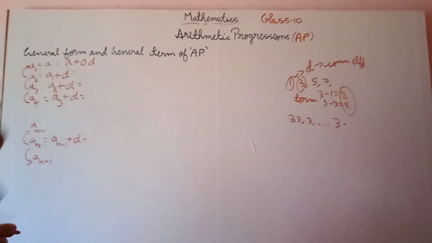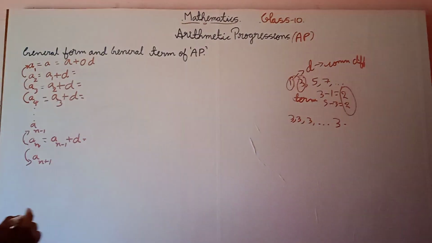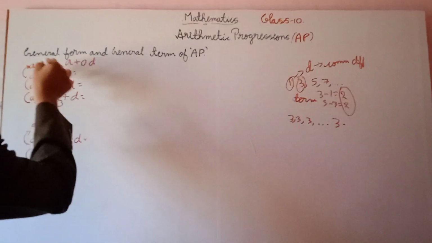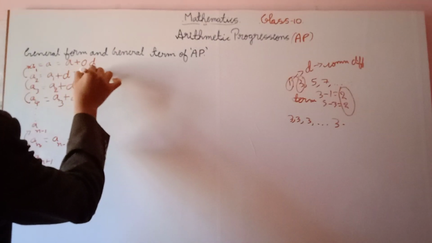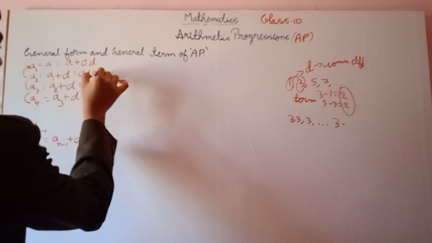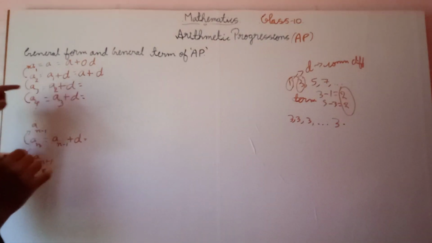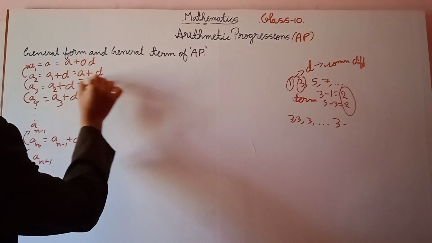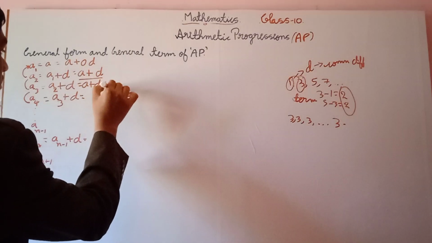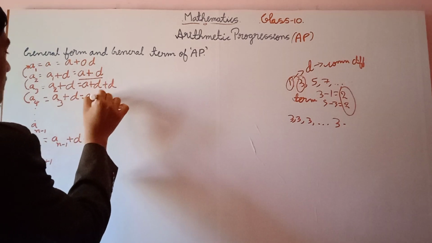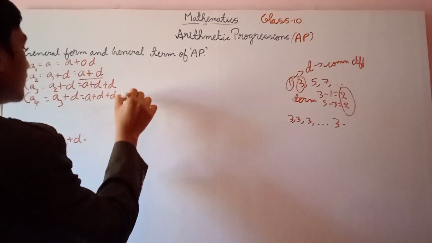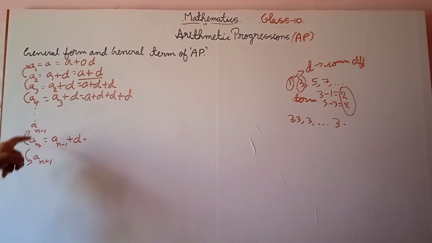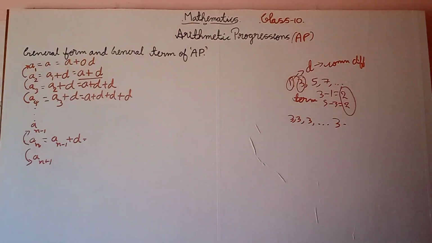It's nothing but a. Similarly, a2 can be written as a1 plus d. In this case, a1 is a, plus the common difference d, right? Similarly, the third term is the second term, that is a plus d, this term plus the common difference. The fourth term is a plus 2d, along with the common difference. Similarly, the nth term is adding the common difference to the previous term, right?